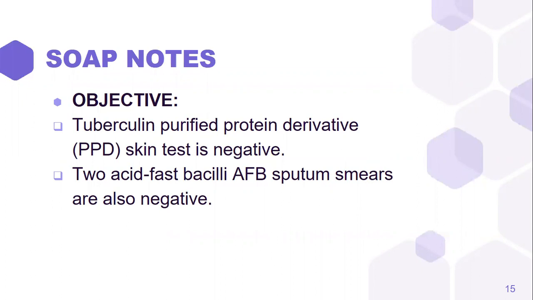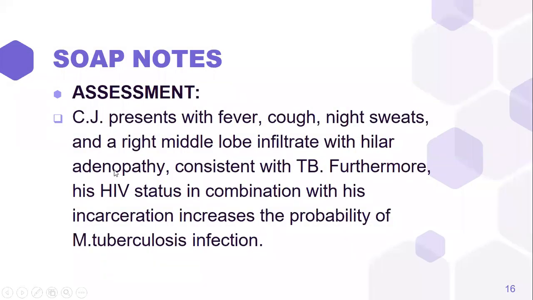Objective: tuberculin purified protein derivative skin test is negative. Two acid-fast bacilli AFB sputum smears are also negative. Now assessments. CJ presents with fever, cough, night sweats, and a right middle lobe infiltrate with hilar adenopathy consistent with TB. And his HIV status in combination with his incarceration increases the probability that the patient is suffering from Mycobacterium tuberculosis infection.